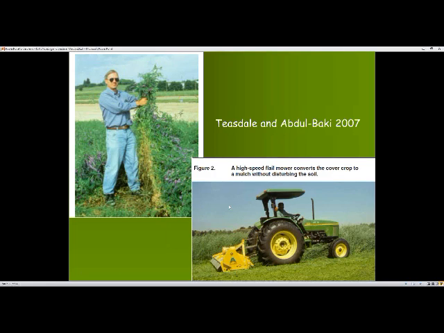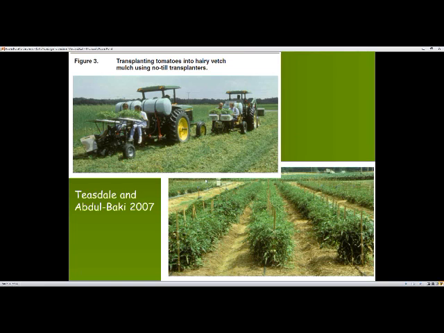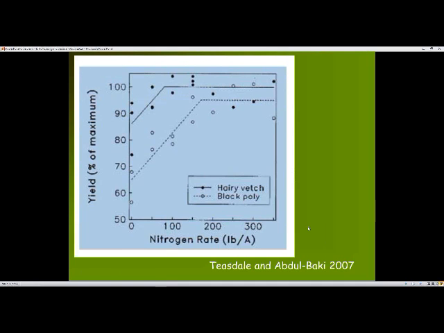And what they worked out was that they would flail mow the hairy vetch, a very strong hairy vetch stand, so that you essentially created a mulch in place without disturbing the root system. They would then no-till plant tomatoes into that mulch, and here you see the really beautiful tomato crops that they grew in that hairy vetch system. What they found over and over was that the hairy vetch system generated higher yields very reliably than the system they were comparing it to, which was the black poly mulch system.